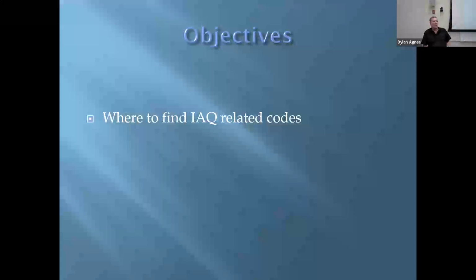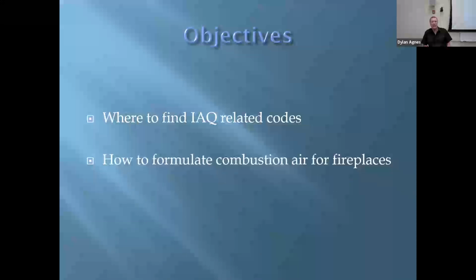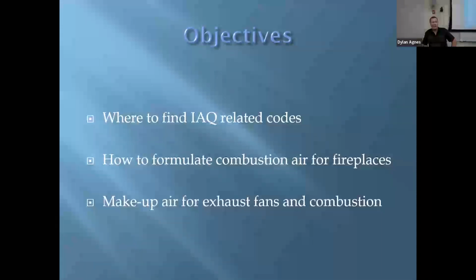So objectives, again: where are the relevant codes for indoor air quality? Some ideas on how to formulate, how do we look at formulating combustion air, and most importantly, how do we provide makeup air for exhaust fans and combustion air?